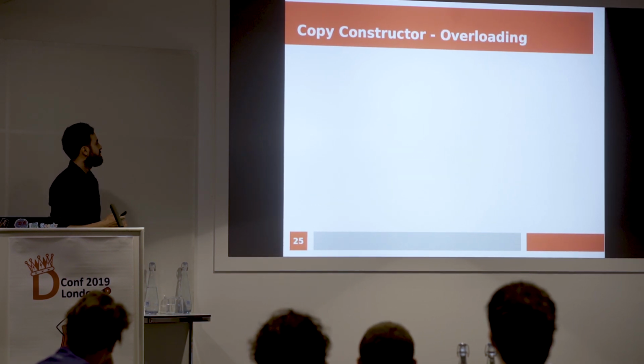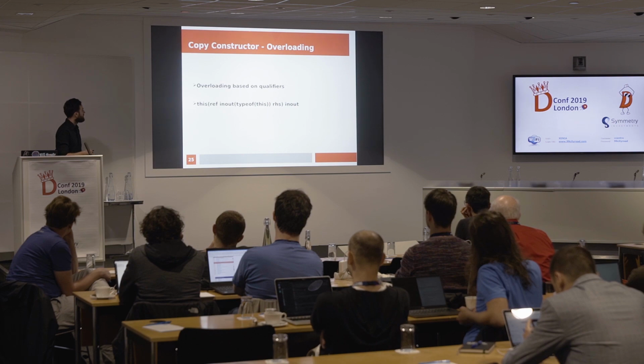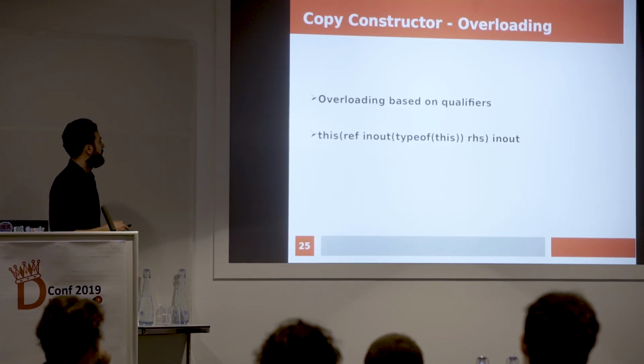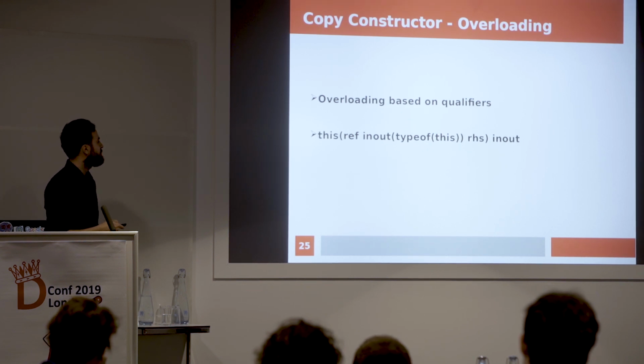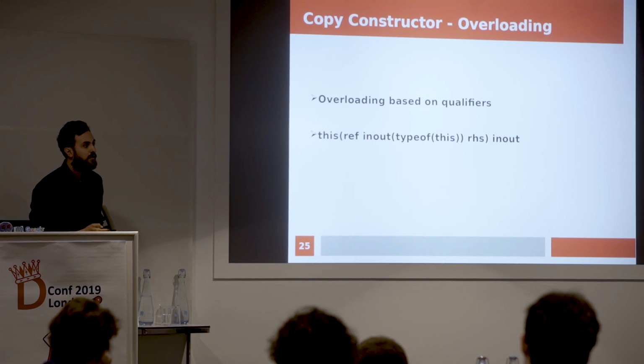As I've said, the copy constructor can be overloaded. The overloading is based on qualifiers. For all intents and purposes, if you have code out there that uses the post-blit and you want to transition to the copy constructor, the first thing I recommend you do is just try to replace the post-blit signature with this one. Of course, given the fact that the post-blit is flawed, it might or might not work.